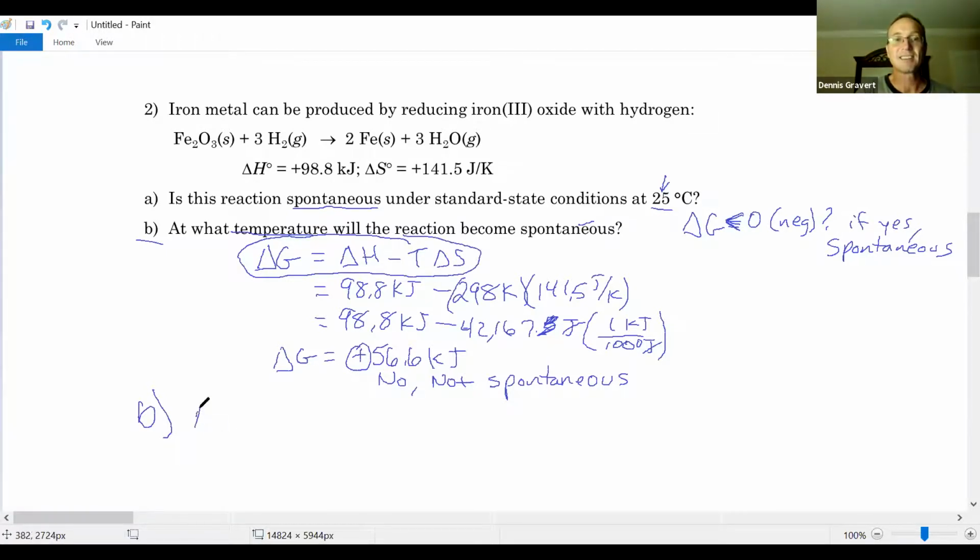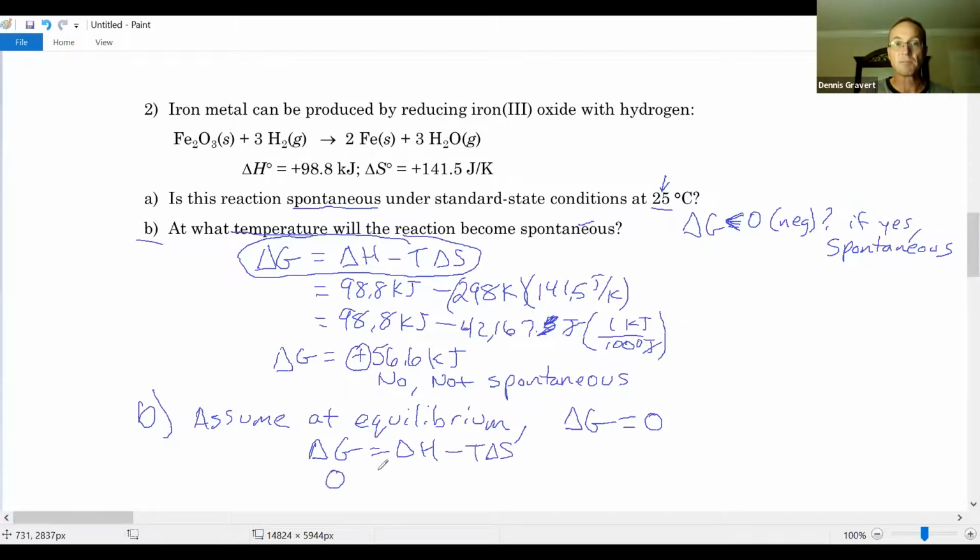And the trick is, assume you're at equilibrium. Let's find the break-even point. Right now, at 25 degrees, this doesn't happen. But if we heat it up, if it's hot enough, it will happen. It will be spontaneous. So there's a point where it goes from positive G, not spontaneous, to negative G, spontaneous. From positive to negative, it had to cross over 0. Delta G equals 0 at equilibrium. So let's assume we're at equilibrium. Delta G is 0. Delta H, we already know, is a positive 98.8 kilojoules.